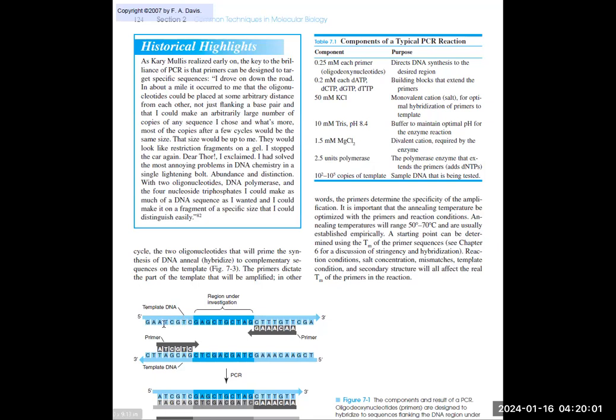You might ask me, Miss, shall we amplify the entire DNA template? No, there's just this target sequence that we need to amplify, or the region under investigation. So it's not the entire length of our DNA template that we need to create a million copies of, but just this region under investigation, or our target sequence, that has to be amplified, guys. And then again, the primers dictate the part of the template that will be amplified.